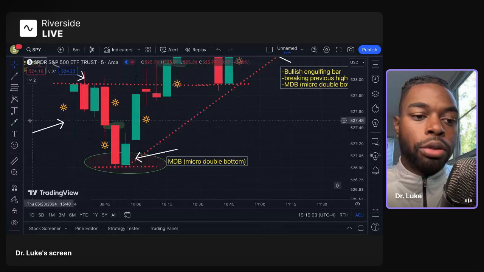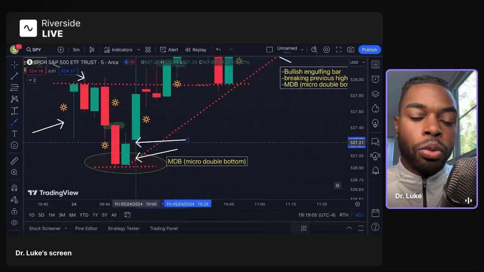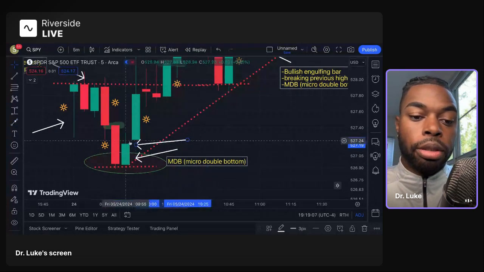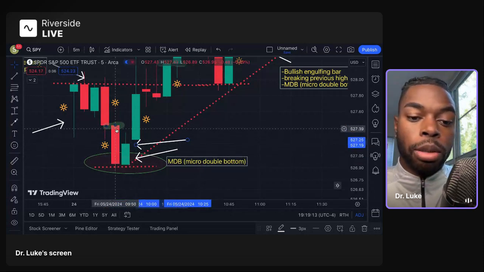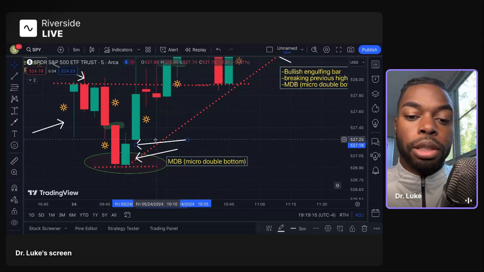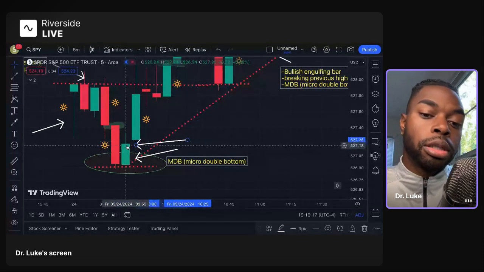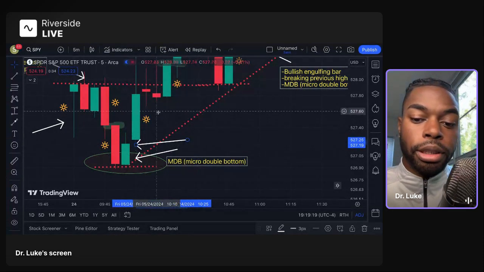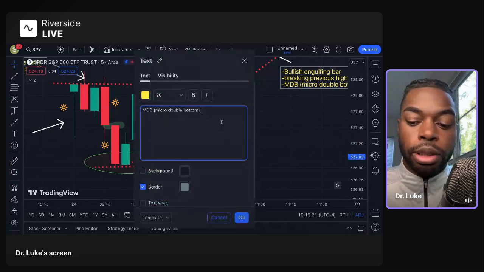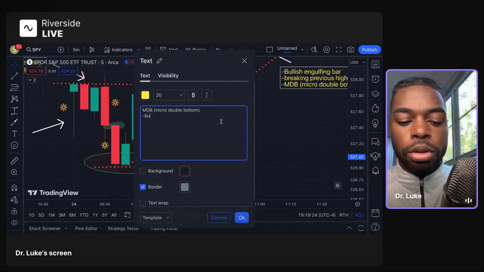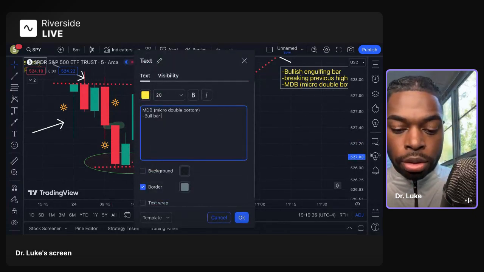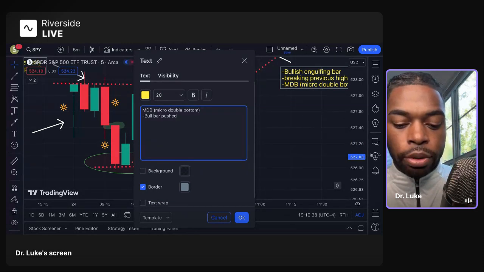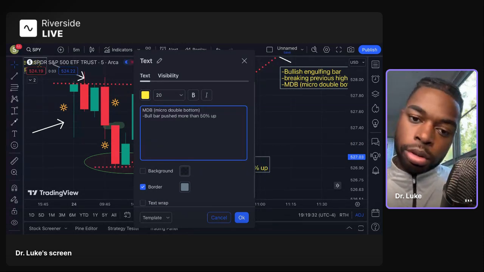And then another note that I would put here is that this bar pushed up more than 50% of the previous bear bar. So this move down, it moved up more than 50%. Typically when that happens, you'll get a continuation move in that same direction. So that is a note that I would put in as well. Bull bar pushed more than 50% up.